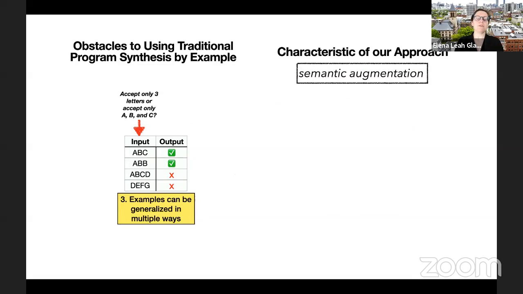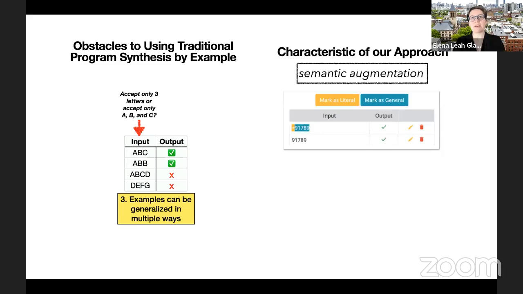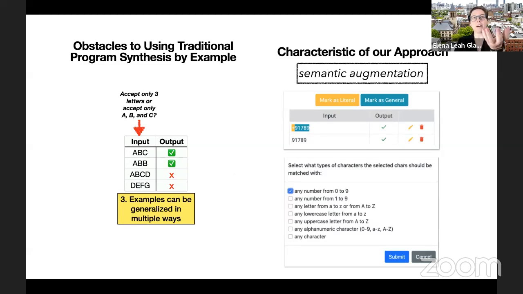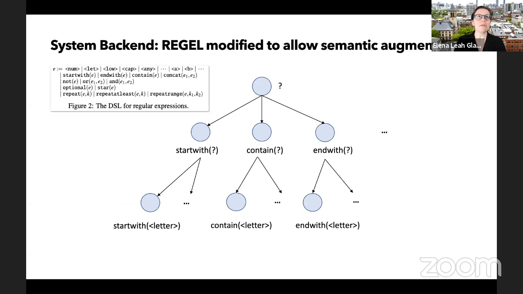Right, so the example generalization ambiguity, that obstacle that we identified, we have our semantic augmentation to work with that. Here's a screenshot of the selection where you can explicitly annotate how far to generalize that example. Okay, and so that's our design hypothesis, right? We can defend the link between this characteristic and the obstacle that we initially observed. In the back end here, Regal, this is a screenshot of the DSL for the regular expressions that Regal is using.